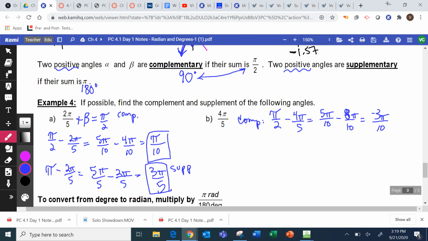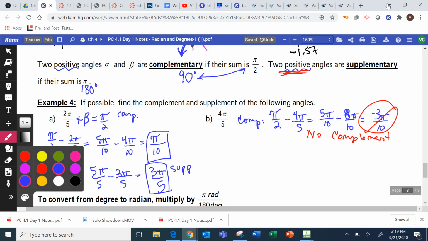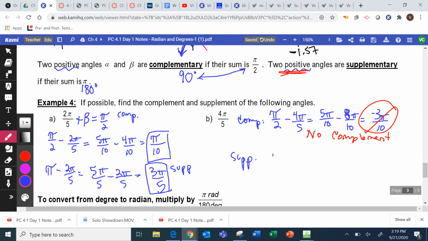This is not an acceptable answer because complementary and supplementary are two positive angles. So this would mean that it does not have a complement. No complement. That doesn't mean it doesn't have a supplement, so we find our supplement, pi minus 4 pi over 5, which would be 5 pi over 5, minus 4 pi over 5, which is pi over 5 for the supplement.